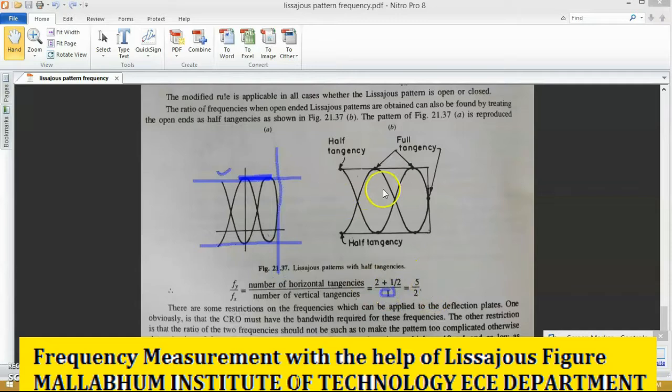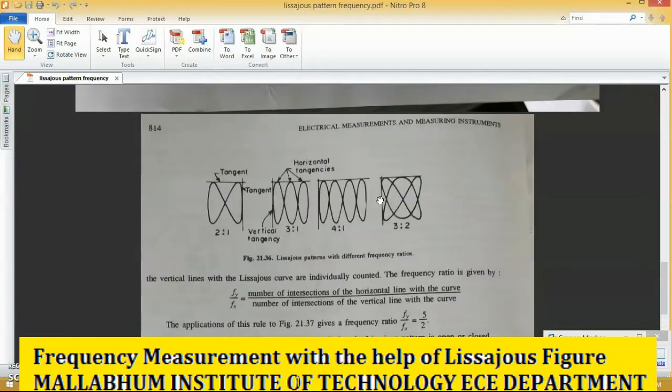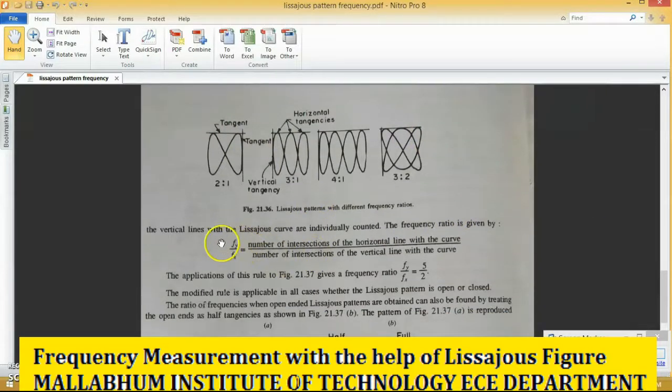Now with the help of this figure, just by seeing the figure, you do not need to remember it. In the case of phase measurement you have to remember the figure, but in the case of frequency measurement, just by seeing the figure and with the help of the formula, this is the Fy vertical plate frequency, this is the horizontal plate frequency, and the number of intersections with the horizontal line and with the vertical line, we can easily get the unknown frequency.